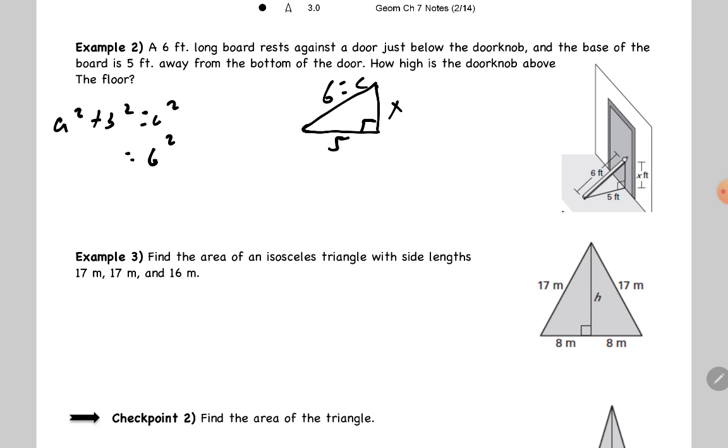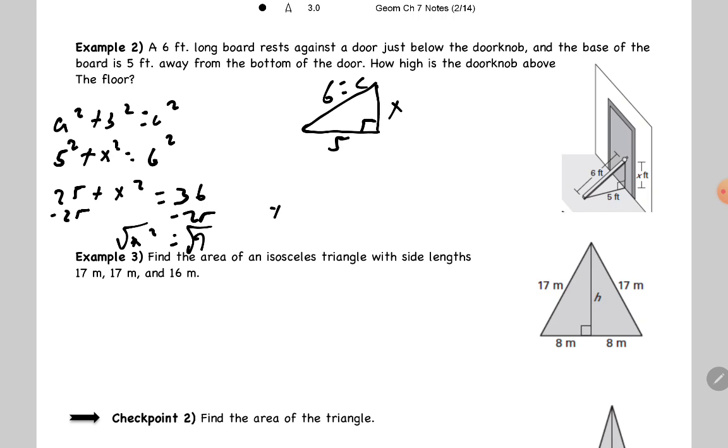Again, a and b, it doesn't matter what you pick. So 5 squared for a, and then my other will be x squared. So 25 plus x squared equals 36. Subtract 25 from both sides to get x squared equals 9. So when I take the square root of both sides, what times itself is 9? That would be 3.